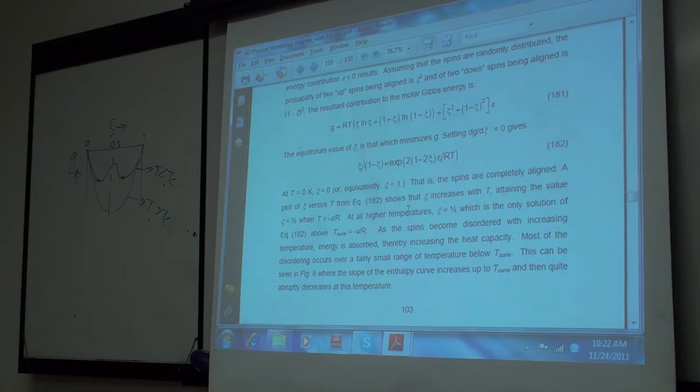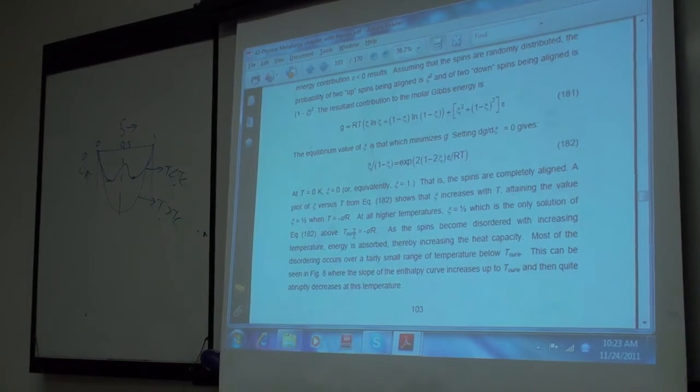Okay, and if you do the second derivative here, you'll find that the temperature at which it goes from that to that is T Curie equals minus epsilon over R. Okay. So the stronger the value of epsilon, the stronger the ordering constant, the higher the temperature. Obviously, epsilon has to be negative, or else you don't have it. As the spins become disordered with increasing temperature, energy is absorbed, thereby increasing the heat capacity. Since the alignment energy is negative, as you misalign the spins, you have to supply energy to the system. Okay, so you're applying heat to the system.